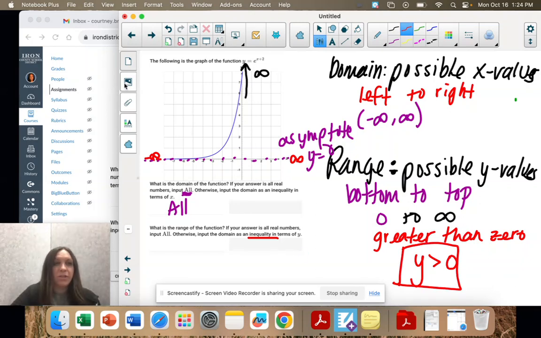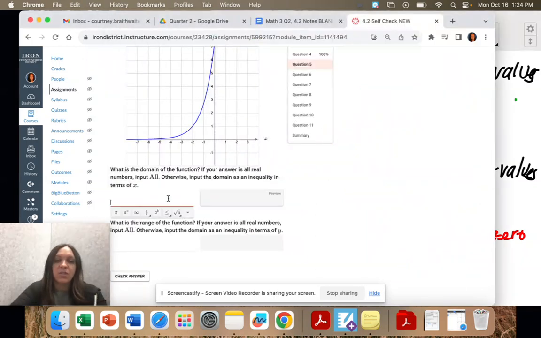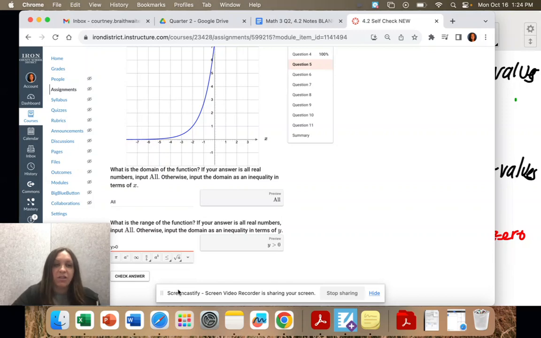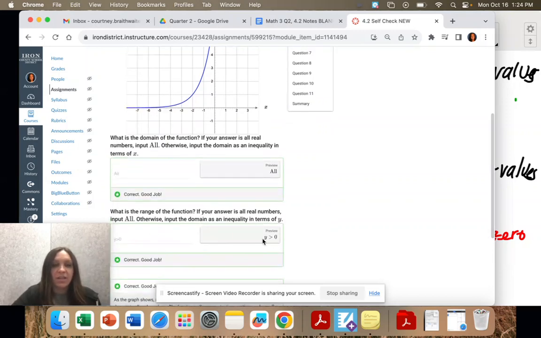So the input's a little different on these, which is fine. So all numbers is negative infinity to infinity, and then y is greater than 0. That's our inequality. That means we start at 0 and we're going up. We're not including 0 because there's an asymptote there.